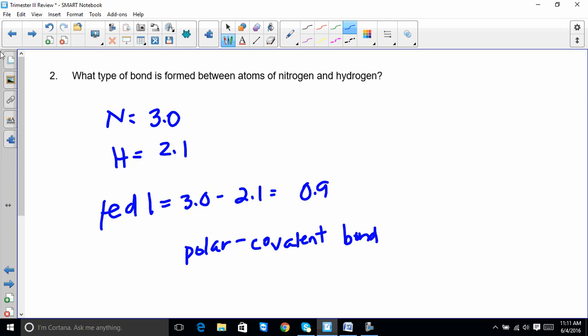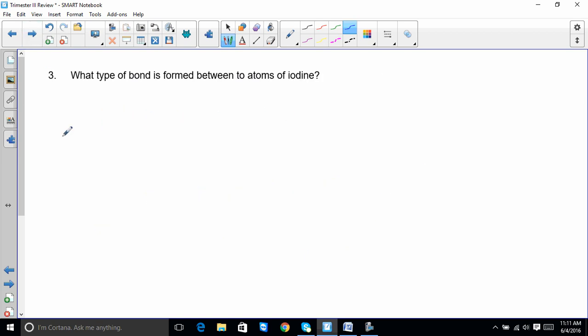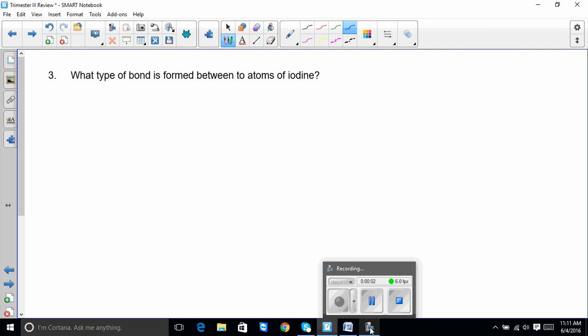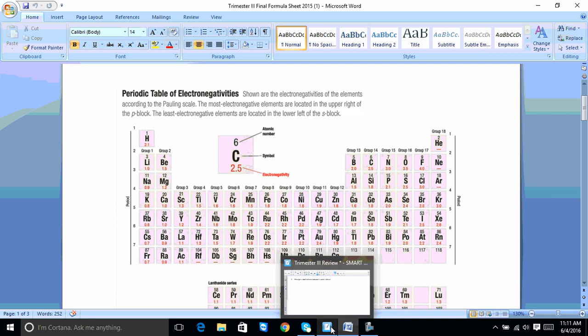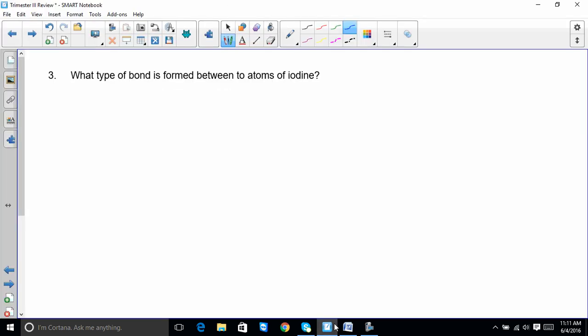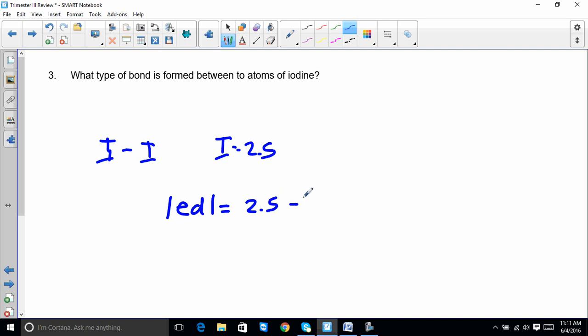And then the next question is two atoms of iodine, which is going to be nonpolar covalent, but let's look. Iodine is 2.5. It doesn't even really matter what it is, it's going to be the same. Basically, this question is asking if you have I and I, and they both have an electronegativity of 2.5. They have exactly the same strength.